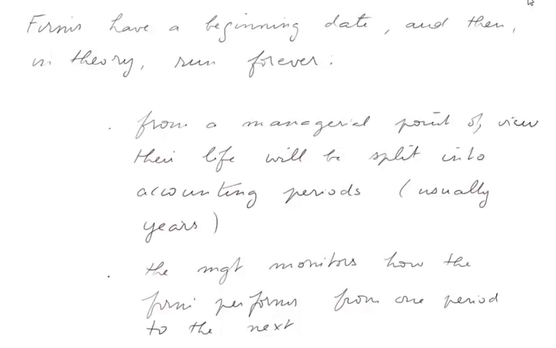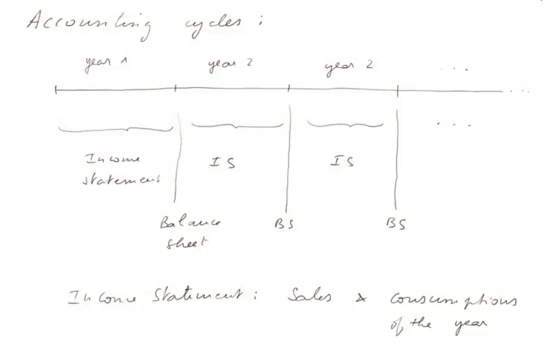Firms have a beginning date and then, in theory, they run forever. From a managerial point of view, their life will be split into accounting periods, usually years, and to simplify life, calendar years. The management monitors how the firm performs from one period to the next. It can be represented like this, the accounting cycles.